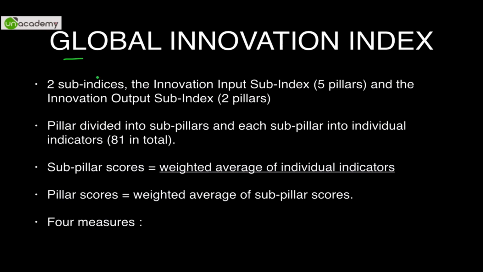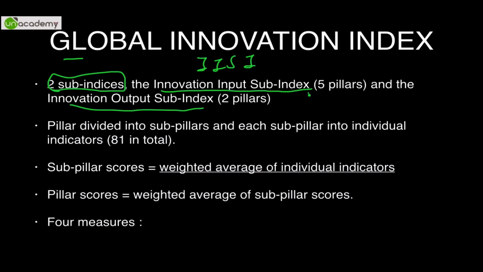Now, Global Innovation Index is measured by two sub-indexes. One is called the Innovation Input Sub-Index, IISI. The other is the Innovation Output Sub-Index. Just remember these two terms, nothing else is required. They have five pillars under them, and two pillars under them. Now, pillars are divided into sub-pillars. Just in case someone asks in prelims, you should not look as if you have never heard of Global Innovation Index. Each sub-pillar is divided into individual indicators, which are 81, sometimes 83 in total.